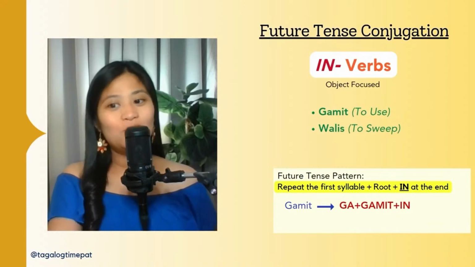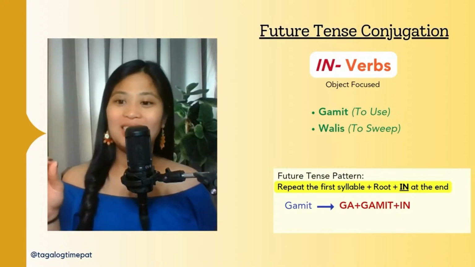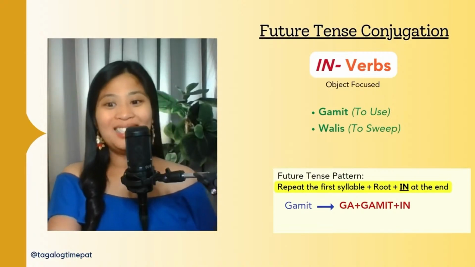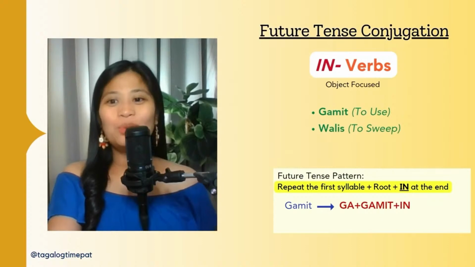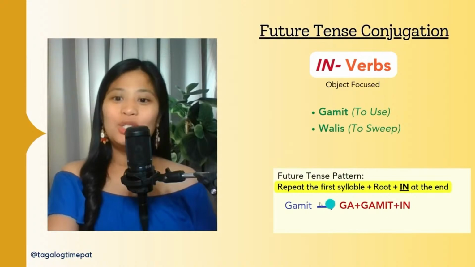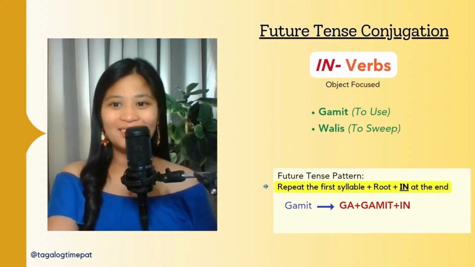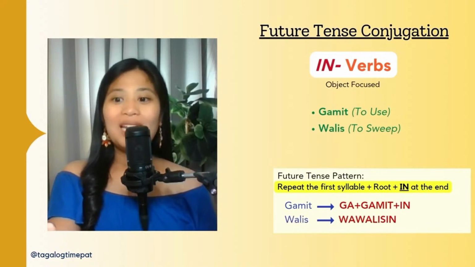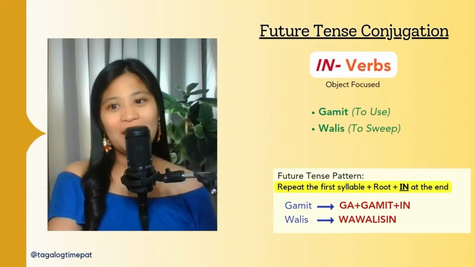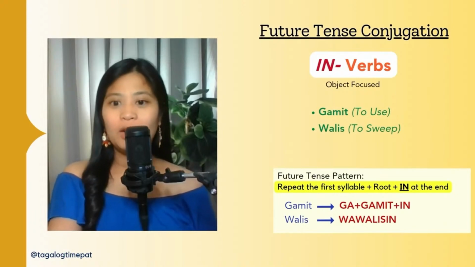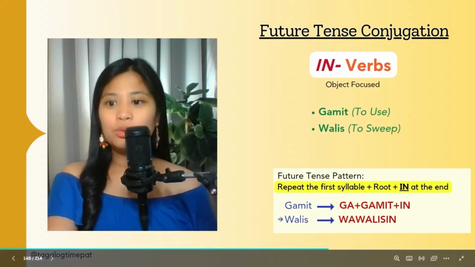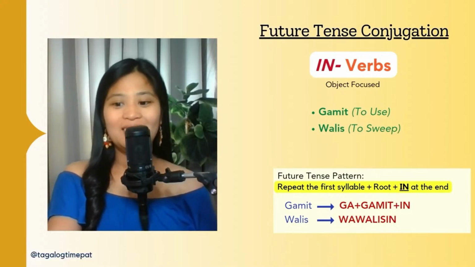So this is very interesting. We haven't seen a suffix yet, so the -in goes at the end of the word. This is the first time we've seen this. You jot it down. What do you think walis, to sweep, will be in the future tense? Just use this pattern. All right, walis in the future tense will be wawalisin. Wawalisin ko yung sahig. I will sweep the floor. Wawalisin. So again, you just repeat the first syllable, then it's the root, and then -in goes at the end.